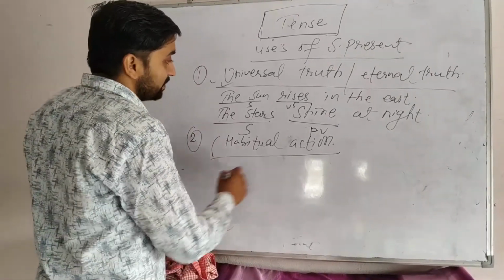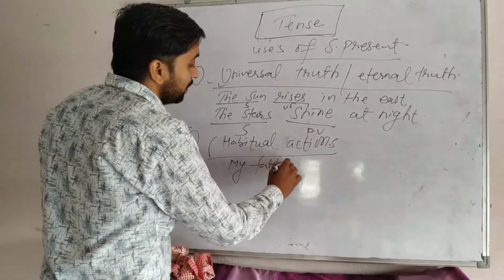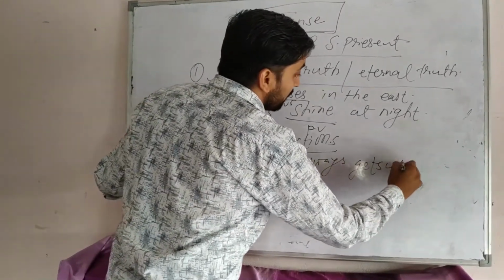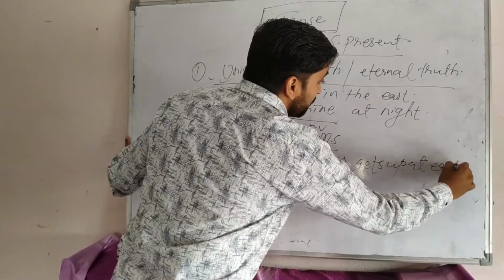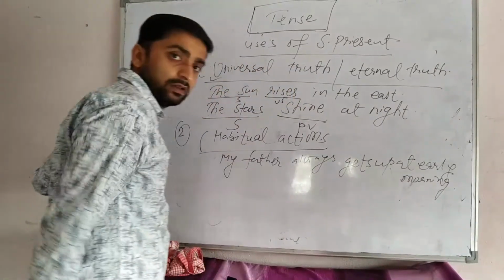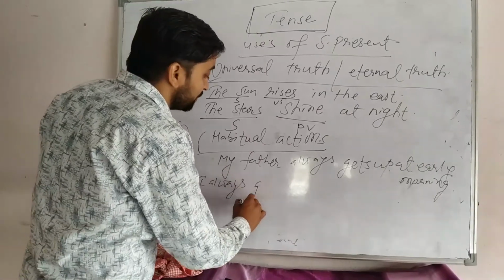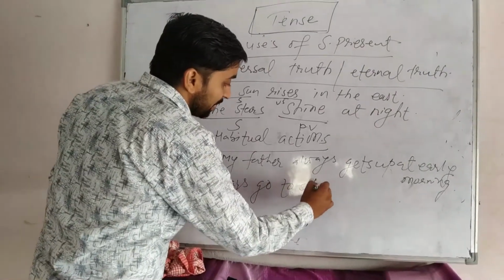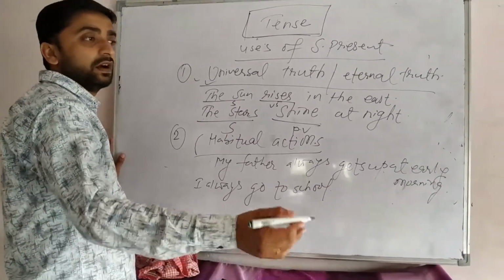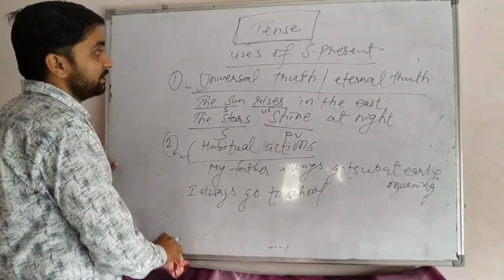And habitual actions like my father always gets up early in the morning. It is the habit of my father. Similarly, I always go to school. It's our habitual action. He sleeps at night. He sleeps at 10 o'clock at night. Like this, for habitual action, it is used.